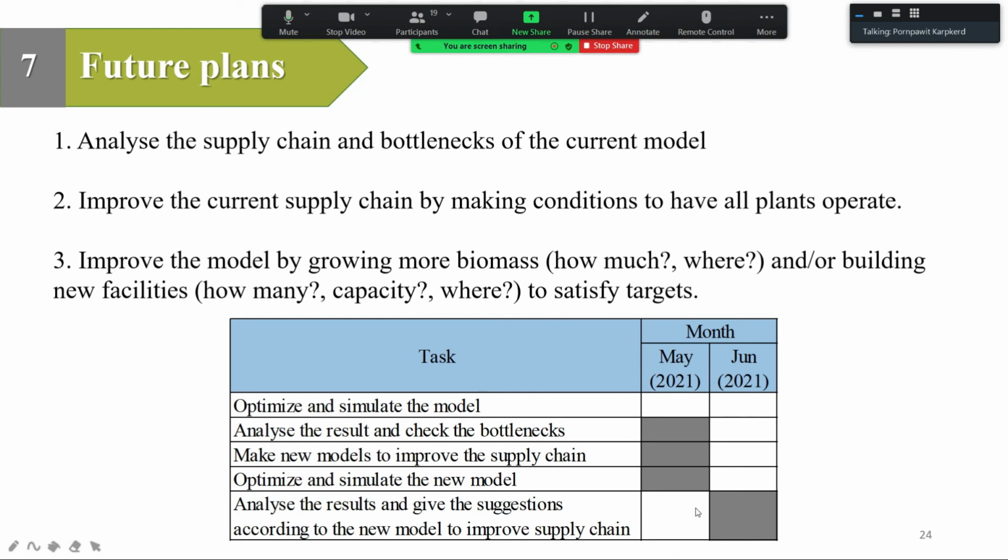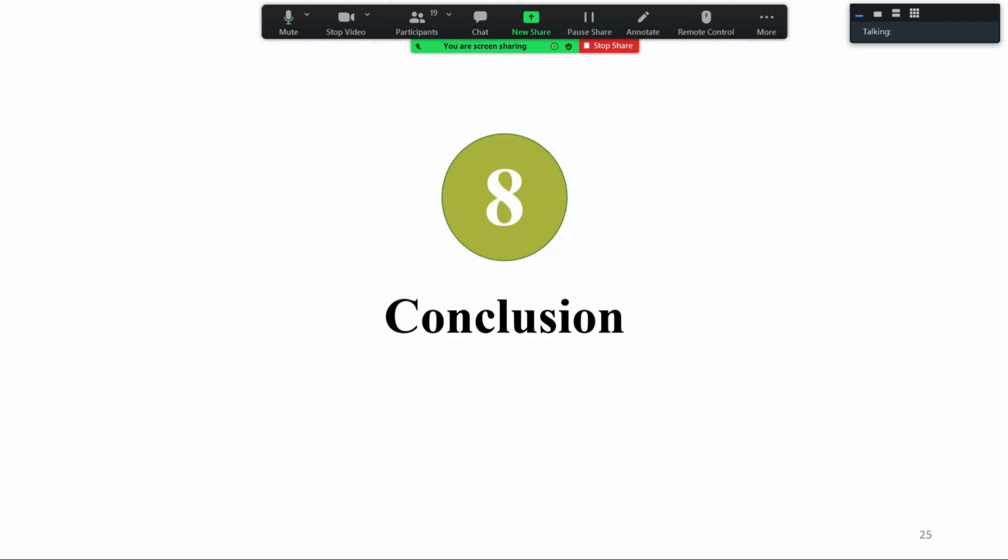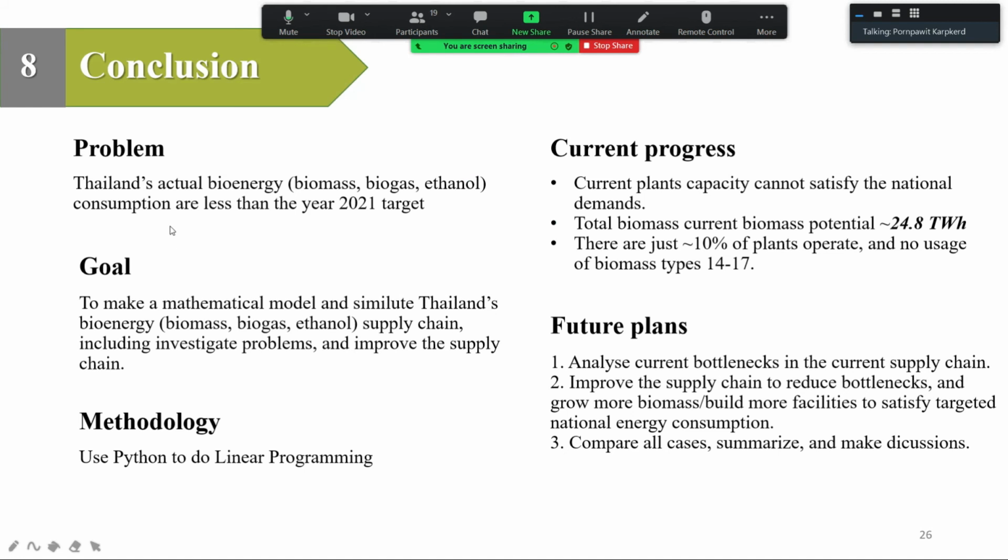And here is my plan schedule. At the end of this month, I have to finish my improved models. Then next month, I have to analyze our data, compare our data in different cases, and finalize my report. So, in conclusion, my problem is that Thailand's actual bioenergy consumption is less than the target. And my goal is to make mathematical models and simulate the Thailand bioenergy supply chain, analyze the bottleneck or the problem in the current supply chain, and then make some suggestions to improve the supply chain to accomplish the goal.